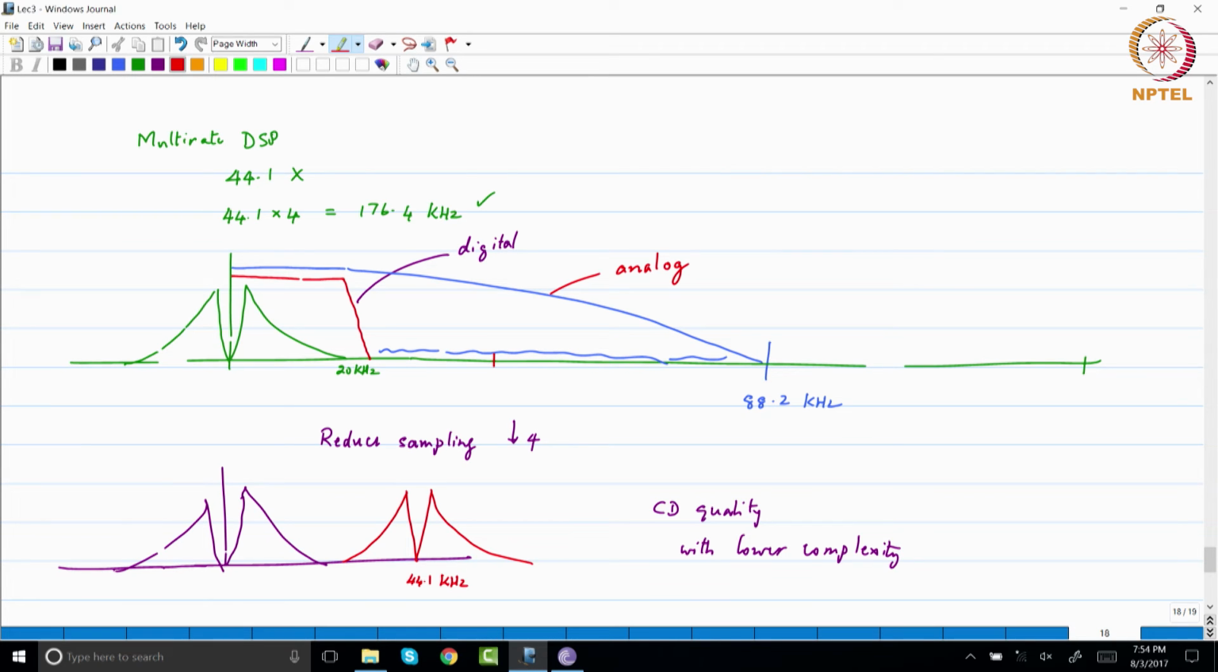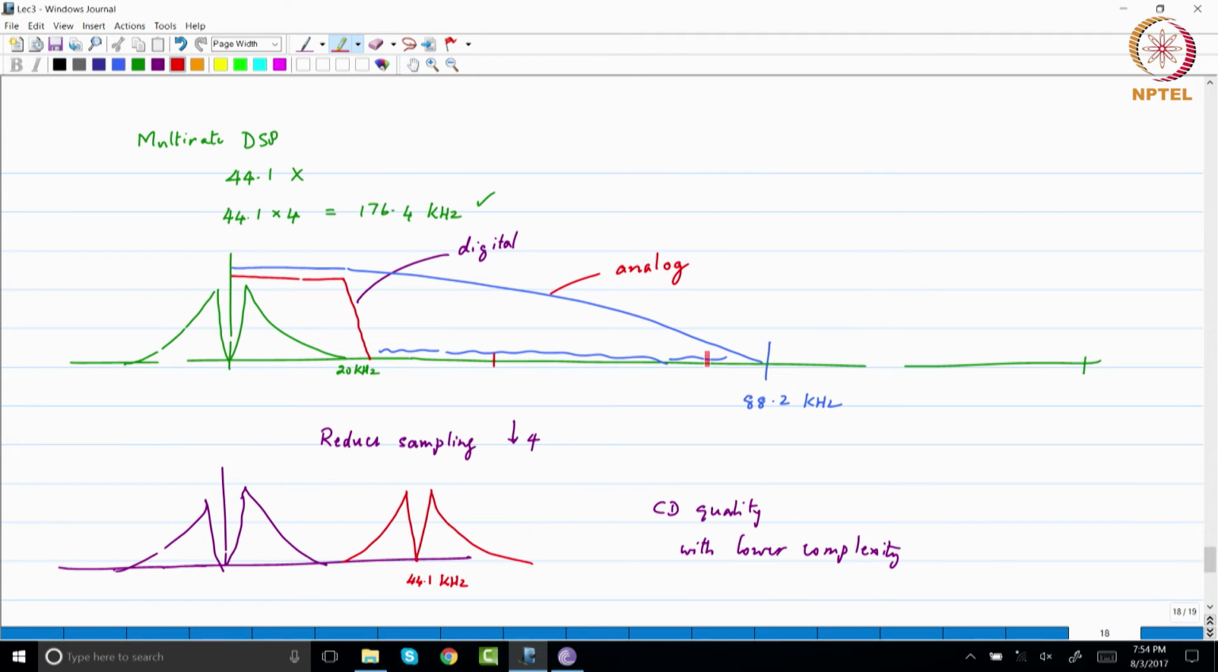After we have done the sampling process, you will have a signal where the green is present, and then there is some unwanted signal because your anti-aliasing filter allowed this blue component to be present. You have to get rid of that. So this is followed by a digital filter. The red line becomes the digital filter. That will give you a spectrum with a sampling rate of 176.4, which you then have to downsample to bring it to this form. This is the form in which it truly represents the compact disc data.